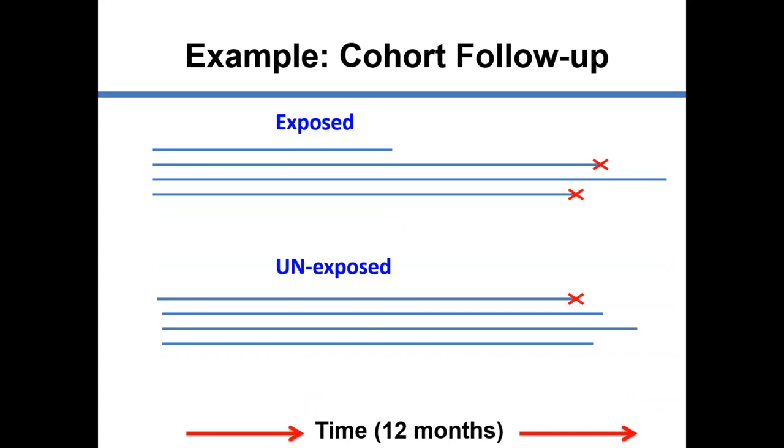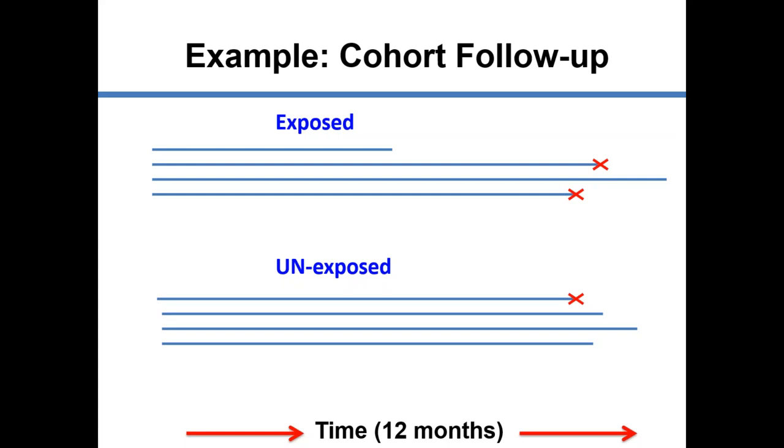Here's another example. It's a little more complex, but now we've got two groups of people, not just one. Now we have exposed and unexposed. Now we can calculate the risk in the exposed. We can also calculate the risk in the unexposed. So there are four exposed people being followed, and there are four unexposed people being followed.